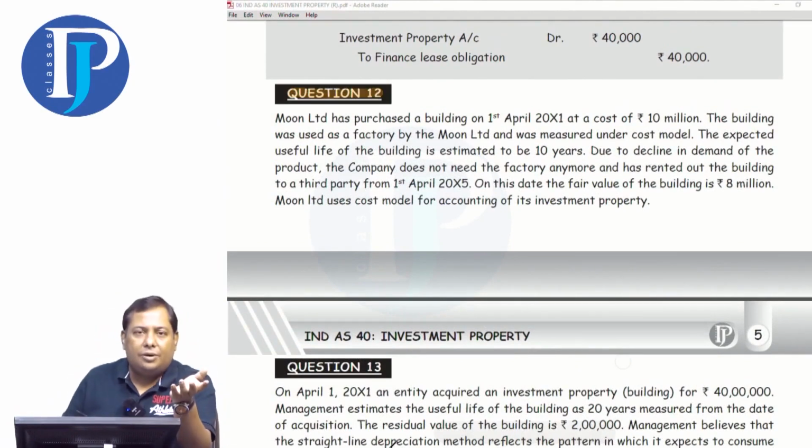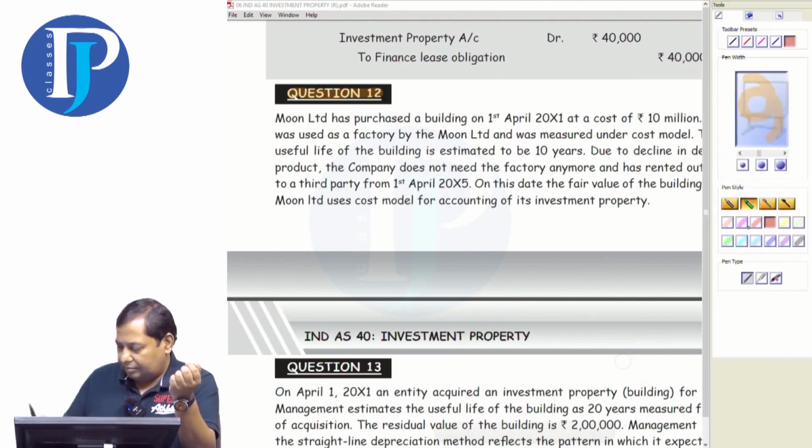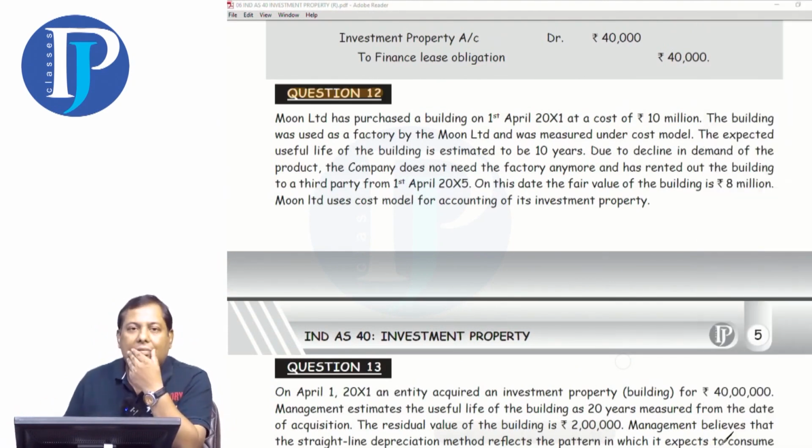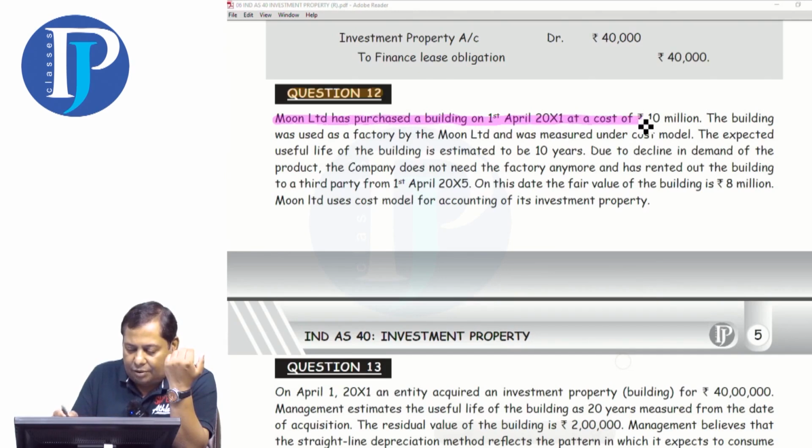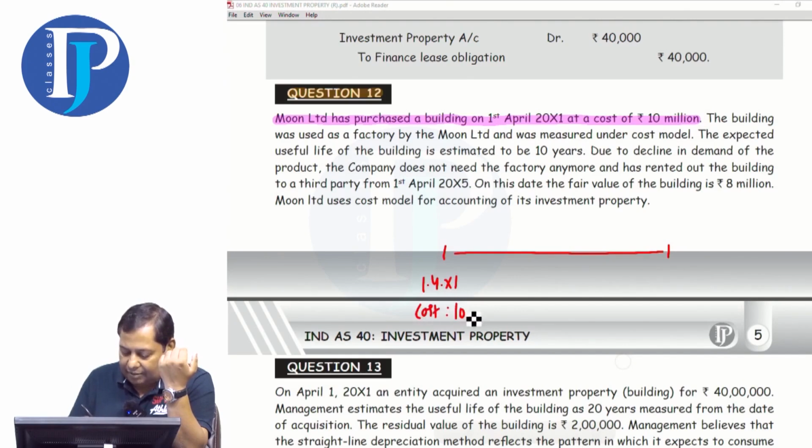This is a very easy and basic question. I am reading the question. I don't want to waste your time. You need time to study. You know what's the technique? Moon Limited has purchased a building on the 1st of April X1 at a cost of 10 million. I'll write it down. 1st of April X1, and the cost is 10 million.